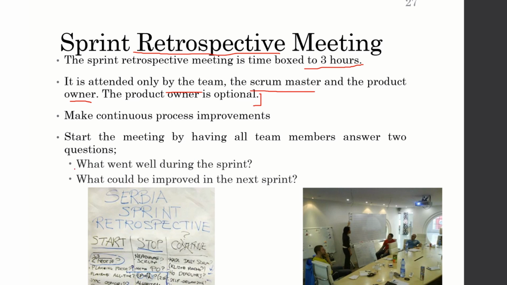First is, what went well during the sprint? That is, actually they are focusing on the success parameters. And what could be improved in the next sprint? That is, learning from the mistakes and having the improvement aspect included in the development process and endorsed by the users and development team.